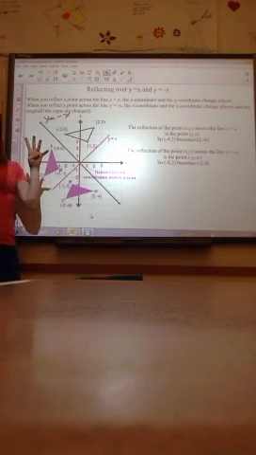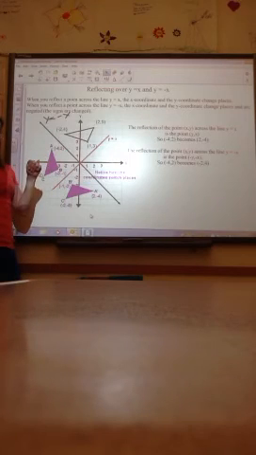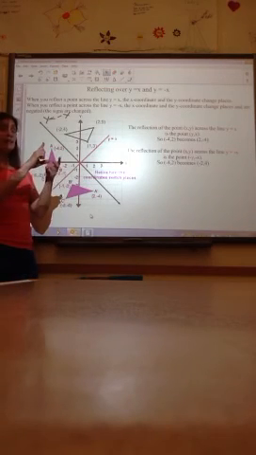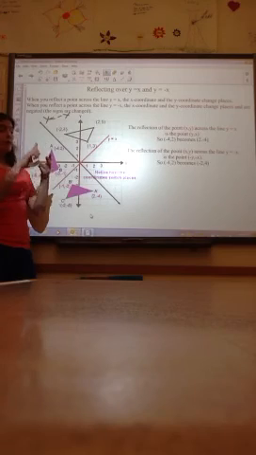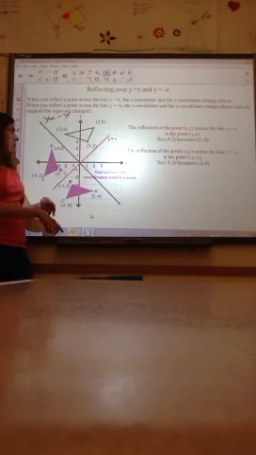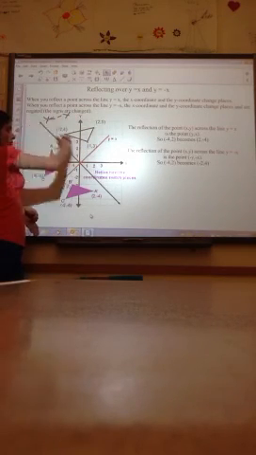So the 4 lines of reflection that you are responsible for after this lesson are the x-axis, which is y equals 0, the y-axis, which is x equals 0, y equals x, and y equals negative x.